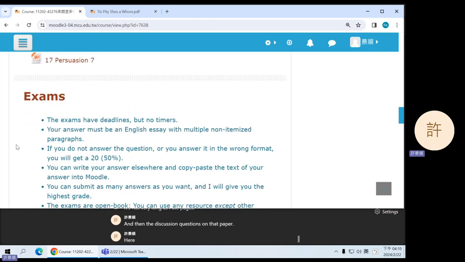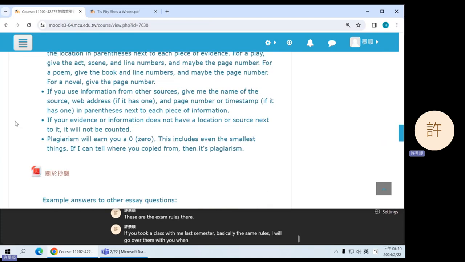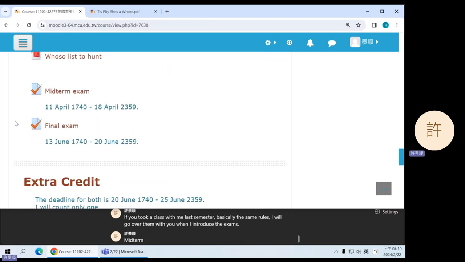Here we have the exams. These are the exam rules. If you took a class with me last semester, basically the same rules. I will go over them with you when I introduce the exams. Midterm, final, the questions are all ready. You just can't see them yet. So infuriating.